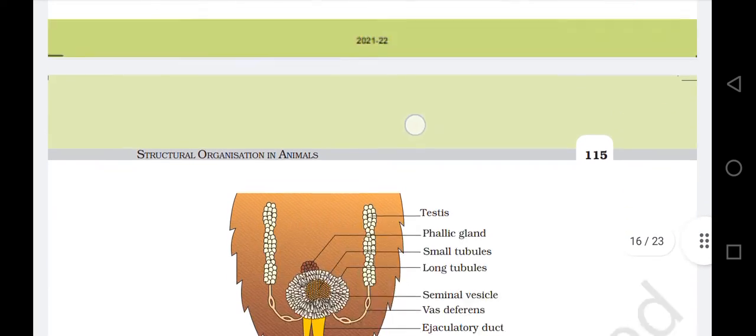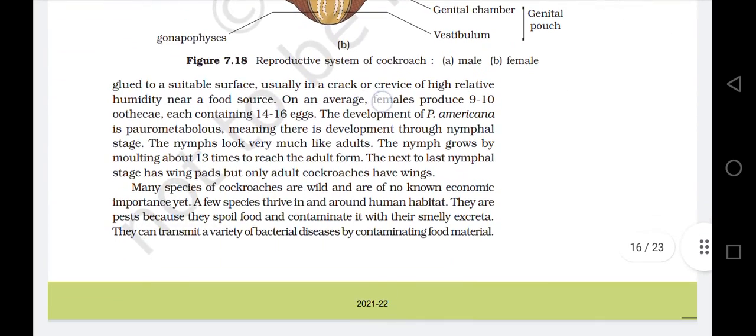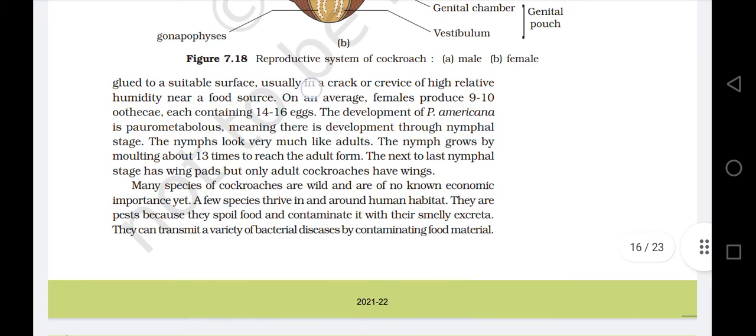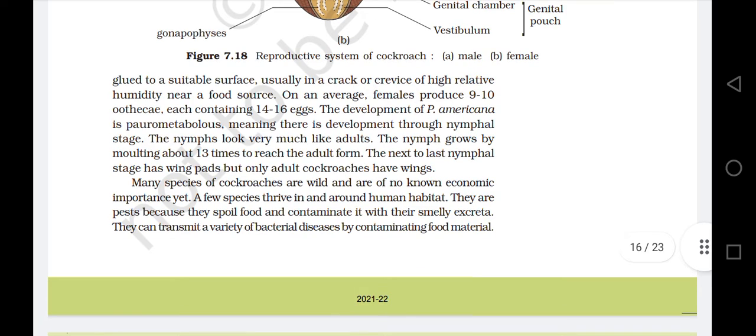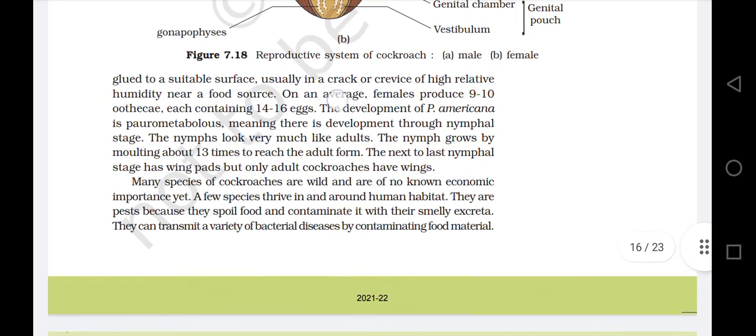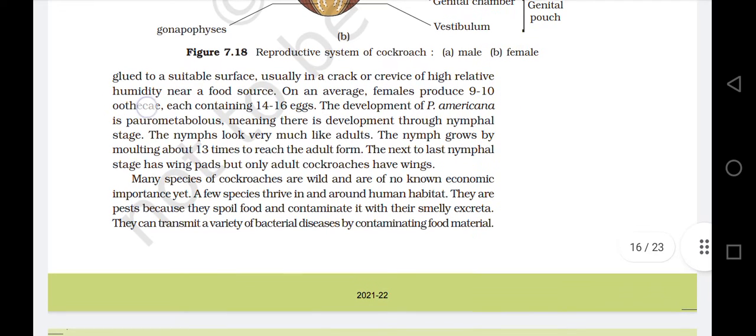They are dropped or glued to a suitable surface, usually in a crack or surface of high relative humidity near a food source. On an average, a female produces 9 to 10 oothecae, each containing 14 to 16 eggs.